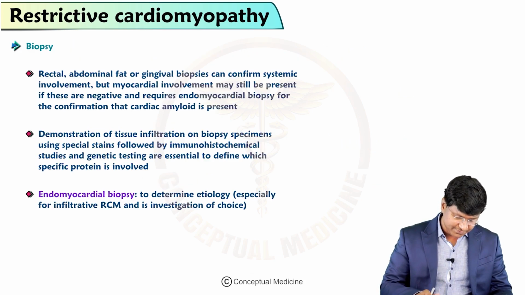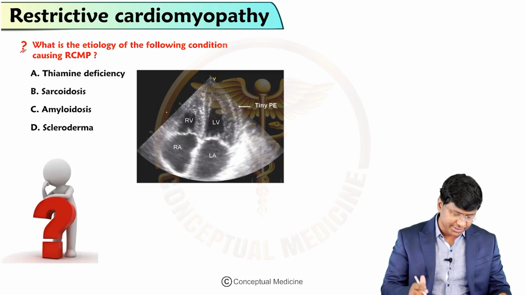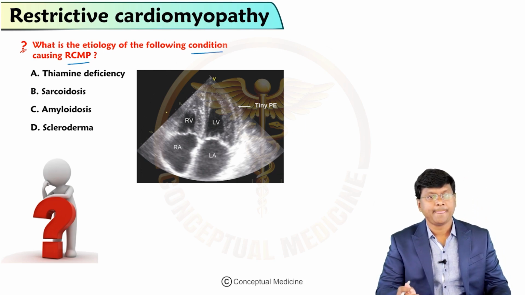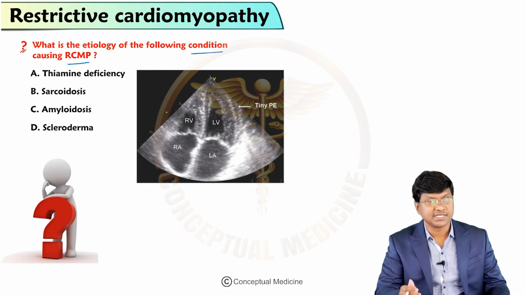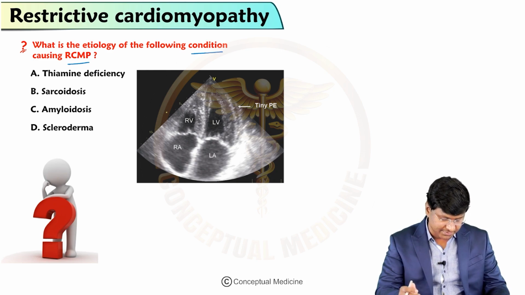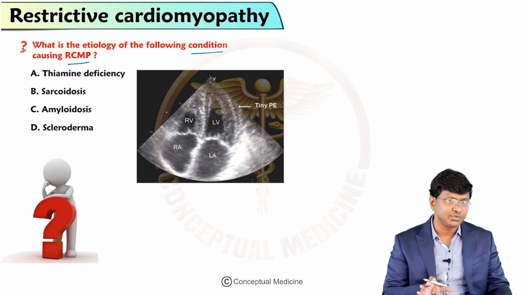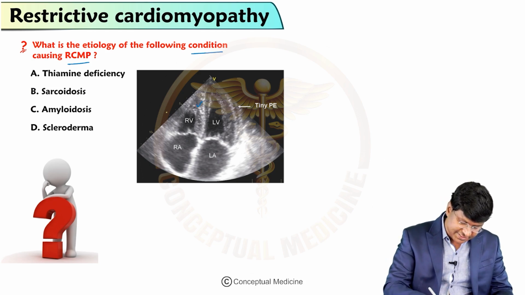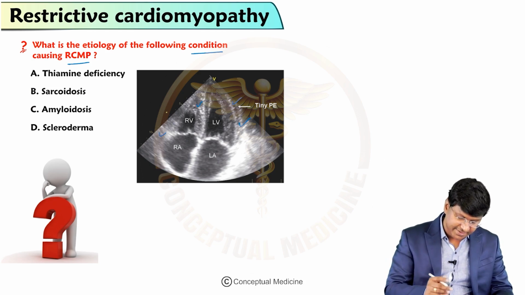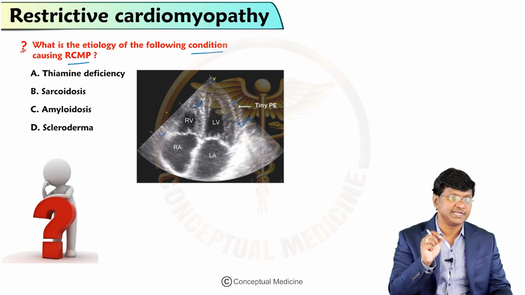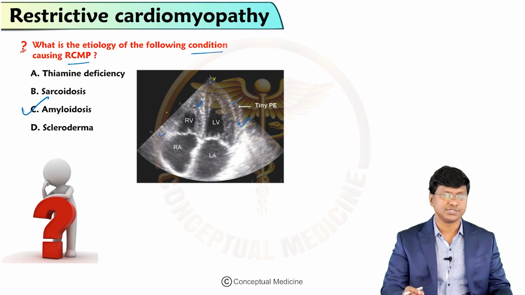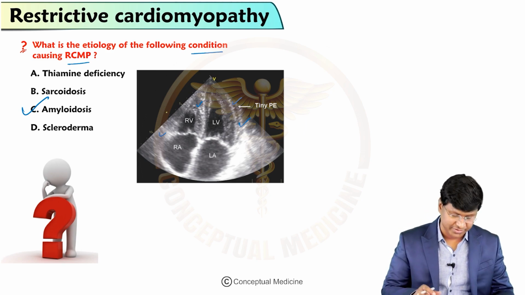Now, you see the next question. What is the etiology of the following condition causing restrictive cardiomyopathy? Thiamine deficiency, sarcoidosis, amyloidosis, and scleroderma. If you see that particular 2D echo image, what are you able to make out? The presence of the speckled pattern. The presence of tiny dots, called speckled pattern, is seen in patients with amyloidosis.